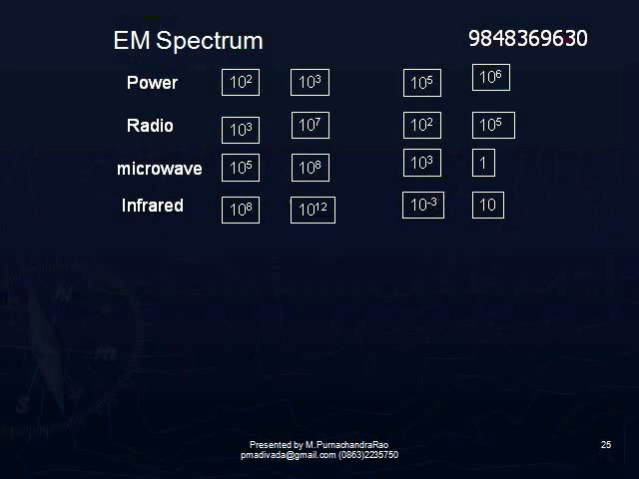Like this, we can assign some values to the wavelengths and frequencies. These radiations arranged in a particular order is the electromagnetic spectrum.